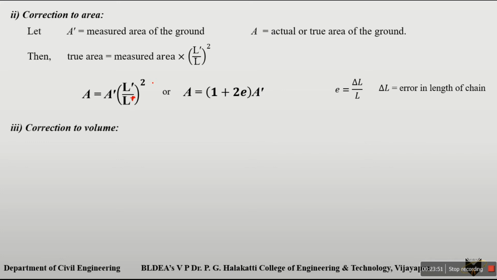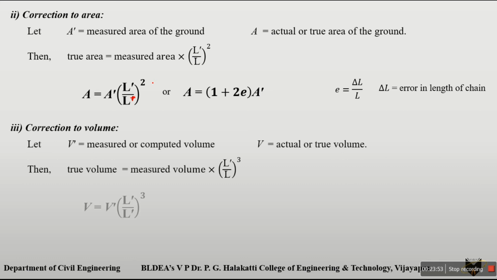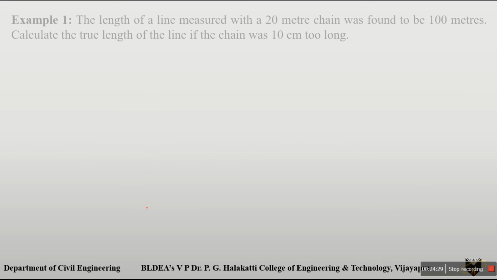Similarly, if I have calculated the volume, we can use this formula: V is equal to V dash into bracket of L dash divided by L, whole cube. Here also you can use one more alternative formula: V is equal to V dash into bracket of 1 plus 3E. Here also E is equal to delta L divided by L, where delta L is the error in length of a chain. Just remember the formulas, and by using them, you have to solve some problems.